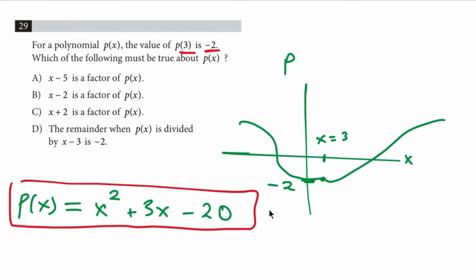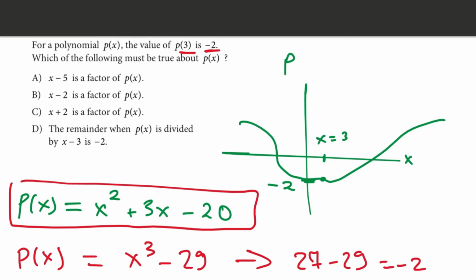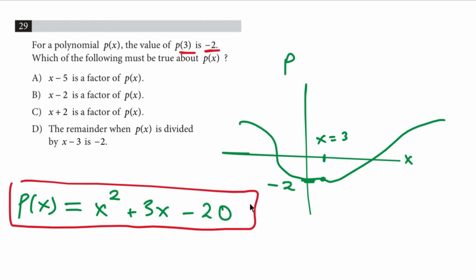I could have come up with any polynomial like this as long as it satisfies this information right here. And you should understand that because it didn't take me a lot of time to do this. I could say p of x is x cubed minus 29, and again you would get 27 minus 29, which would give you negative 2, so this is satisfied. And I could say anything else as long as it satisfies that relation. But what I want to show you is a property. Let's try and divide that polynomial by x minus 3, x minus that point. So let's say x squared plus 3x minus 20 is divided by x minus 3.